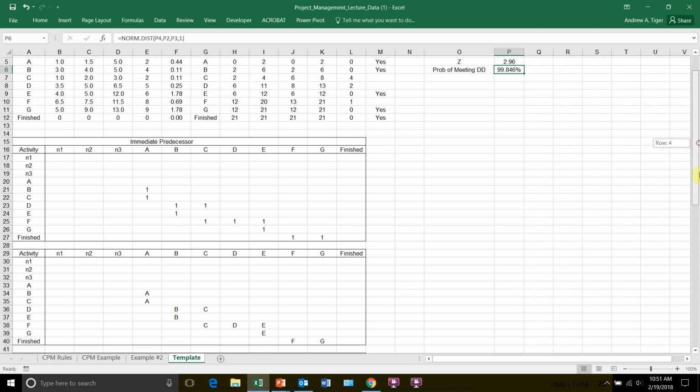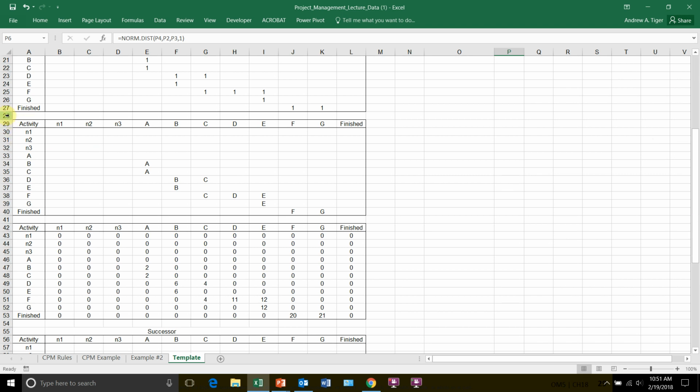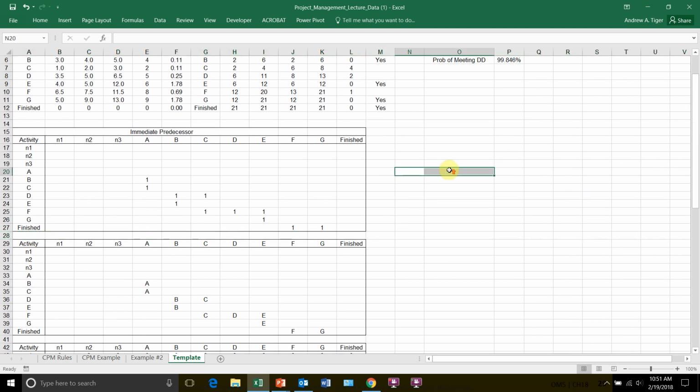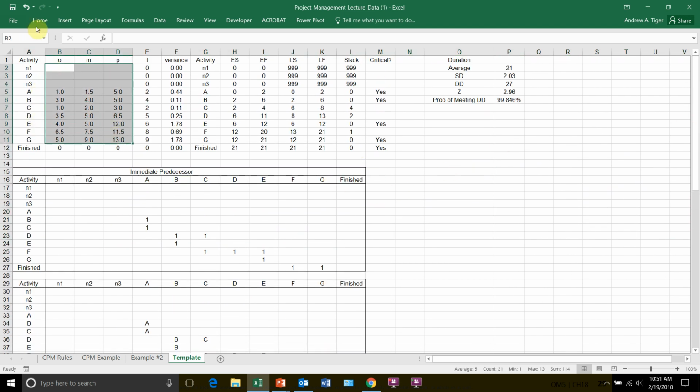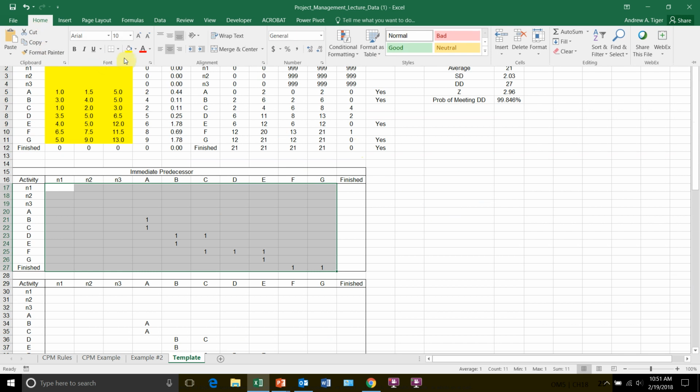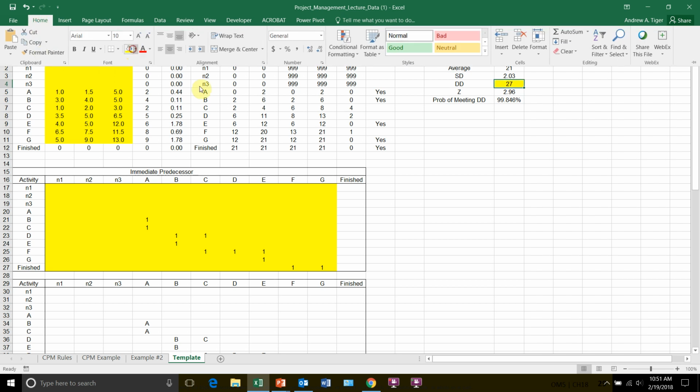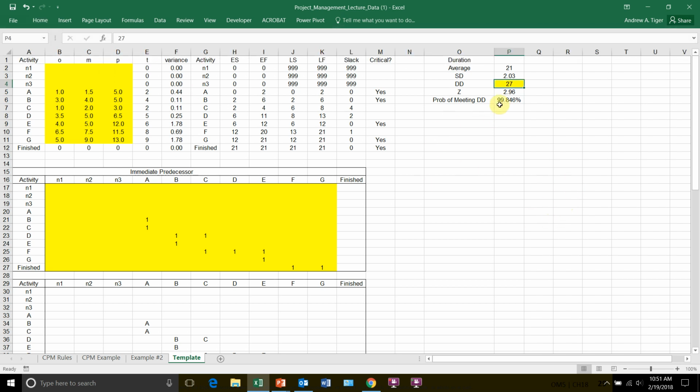So this template, now there's things below here from row 28 down you don't need. If you want to see how I constructed these, have at it. The inputs for these are, you've got to input these, you have to input these, and you have to input the due date. Those are the inputs. Everything else you don't have to put in, and it will calculate this probability of meeting a due date, as well as telling you the critical path, which runs through A, B, E, and G. So this template will make your life easier for the class. Thanks.